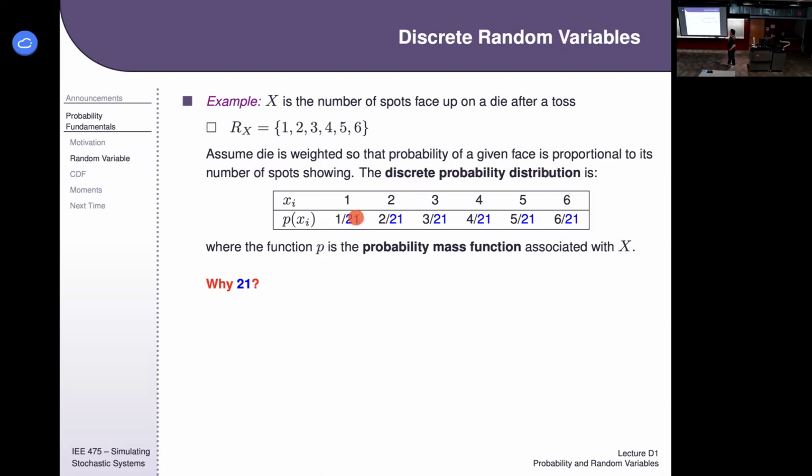But then, where does the denominator come from? Why are all of these over 21? Why is this not just 1, 2, 3, 4, 5, 6? That would also make it so that the probability of getting 6 is 6 times as much as the probability of getting 1. Why are the probabilities all divided by 21 in this case? Yeah.